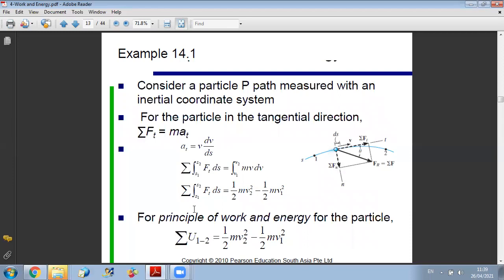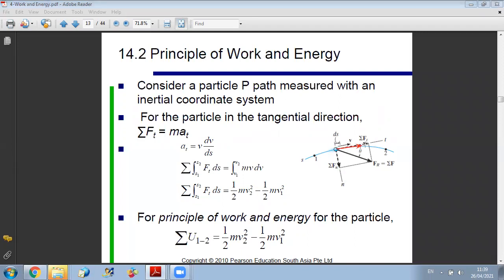Okay, so first, to derive the principle of work and energy, we will start from Newton's law. Okay, you know that, as we have seen together, in work only forces along motion will do a work, while forces perpendicular to motion will not do a work. Therefore, we can define work and energy starting from the normal tangential frame.